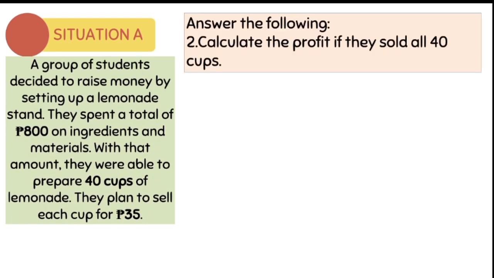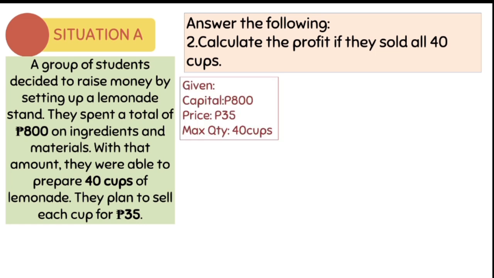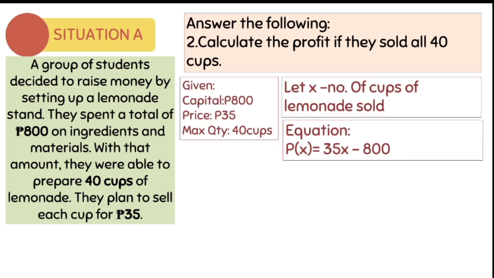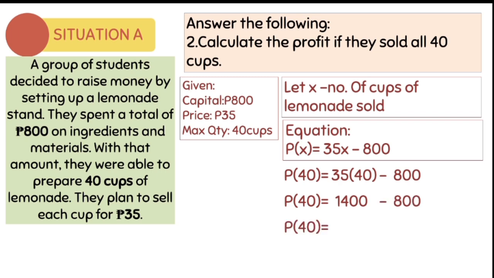Question number 2. Calculate the profit if they sold all 40 cups. So since our formula is represented by P of X equals 35x minus 800, then we will now replace all X variables by 40. So P of 40 now is equal to 35 times 40. So it means that your revenue is just a product of 35 pesos times 40 cups. Then we subtract our expenses, which is 800 pesos. So 35 times 40 is 1,400 minus 800, and that will give us a profit of 600 pesos.